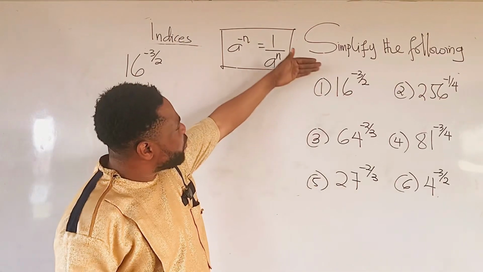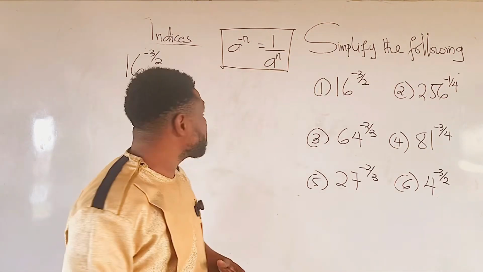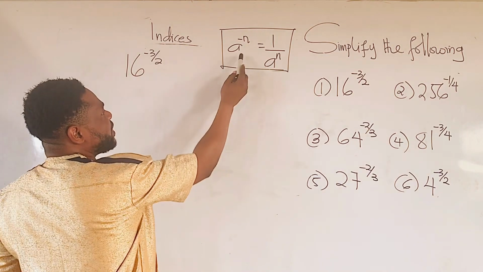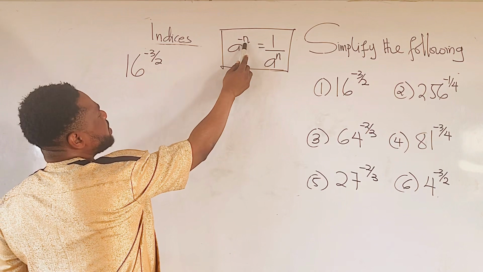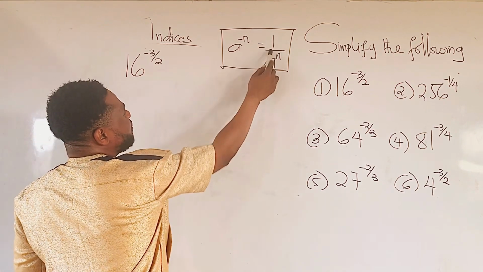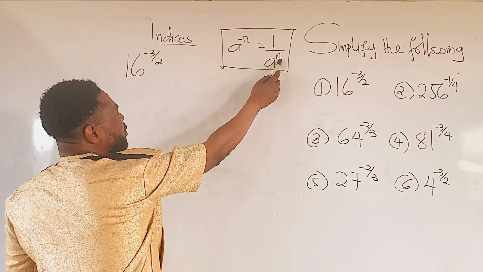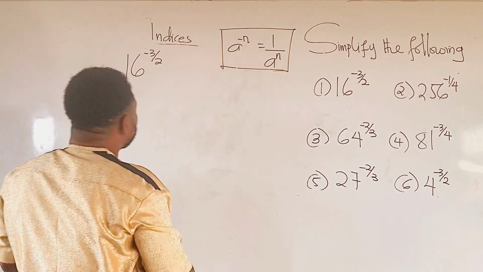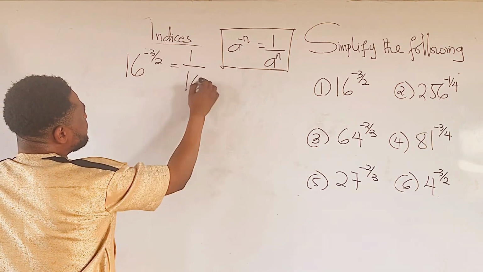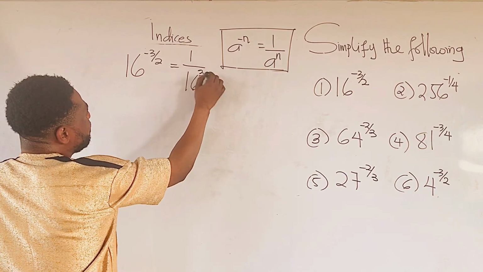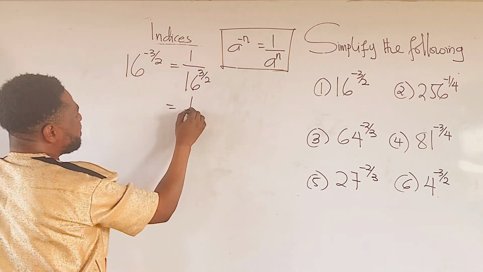We want to see how we can simplify the following questions on the board using the property in indices which states that anytime a base raised to the power of a negative exponent is equal to 1 over the same base raised to the power of the positive exponent here. So from this we can say that we are going to have 1 over 16 raised to the power 3 over 2. Now how can we simplify this?